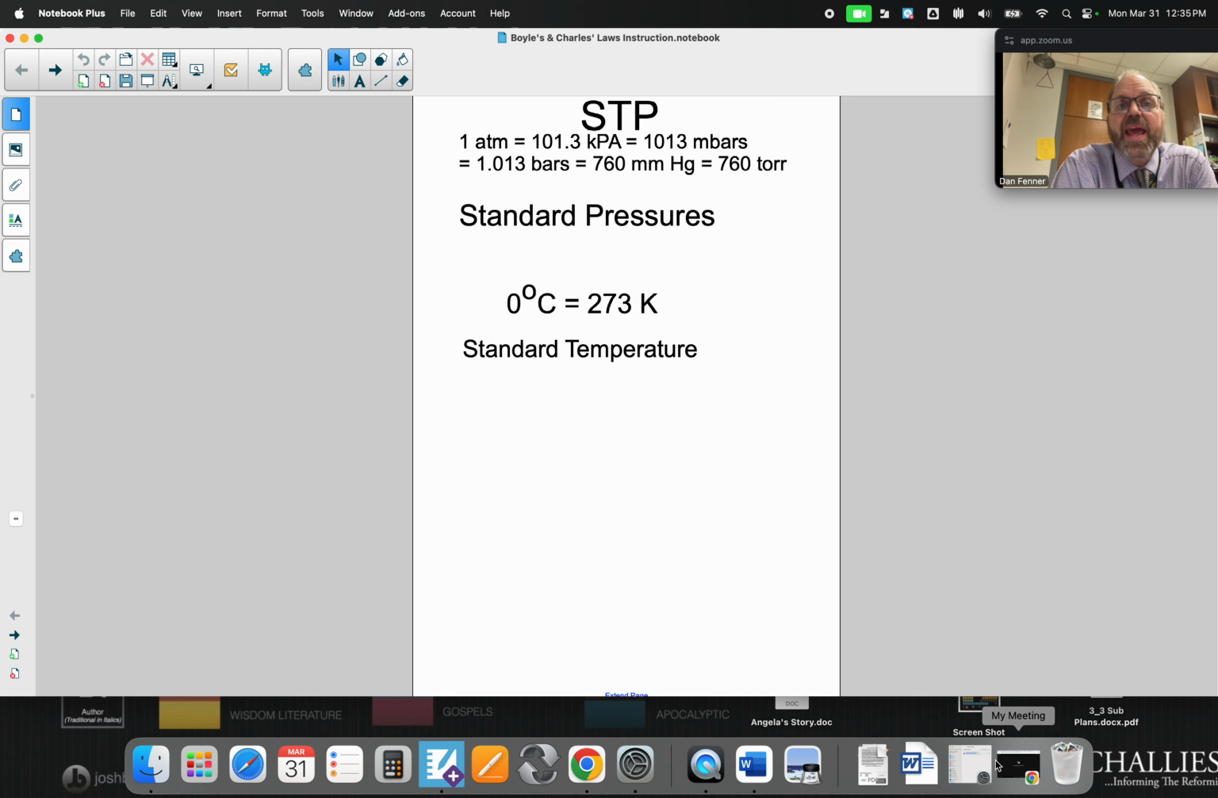We're looking today at gas laws. Now, before we do that, let's make sure we go back and review something. Back when we talked about molar volume, we talked about STP, which stands for standard temperature and pressure. These are the different options that exist for standard pressure: 1 atmosphere, 101.3 kPa, which stands for kilopascals, 1,000 millibars, 1.013 bars, 760 millimeters of mercury, and 760 torr.